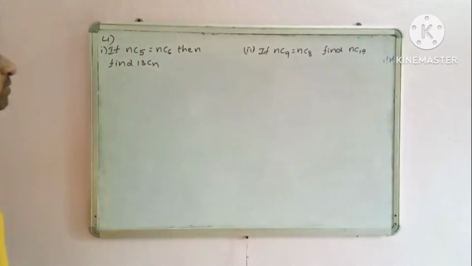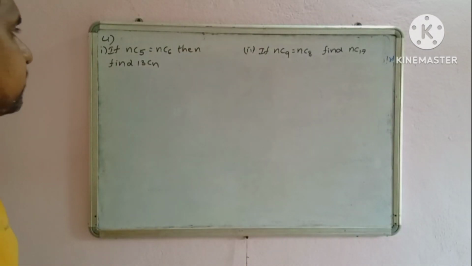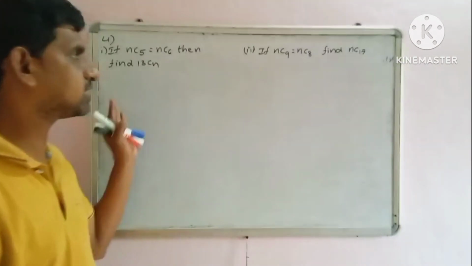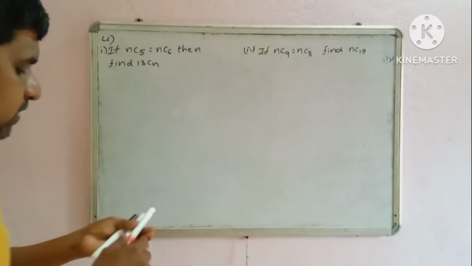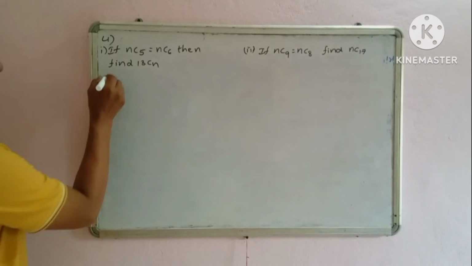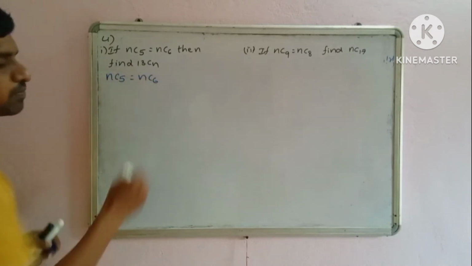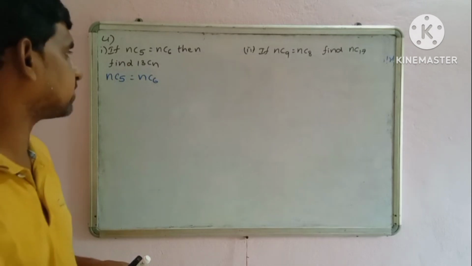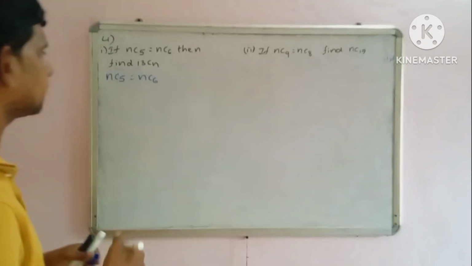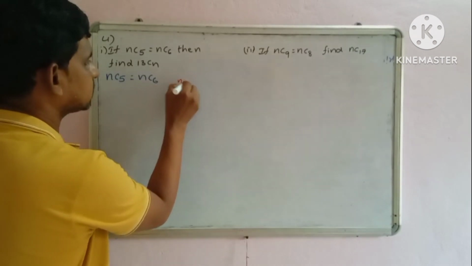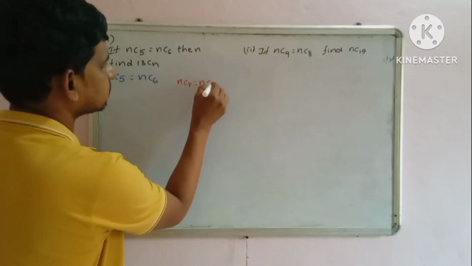Problem number 4. If nC5 equals nC6, then find the value of 13Cn. This is the first one. NC5 equals nC6, then find the value of 13Cn. Okay, see the formula: nCr equals nCs.